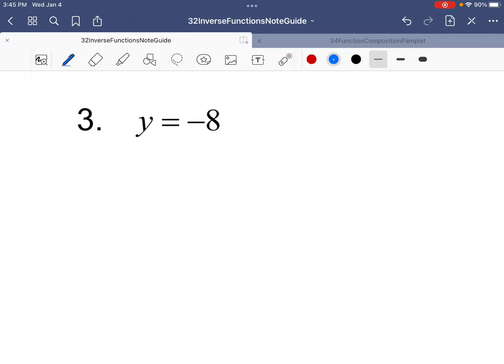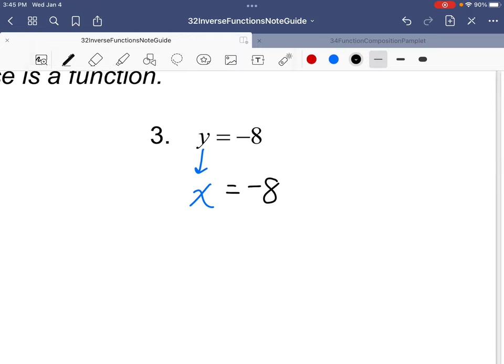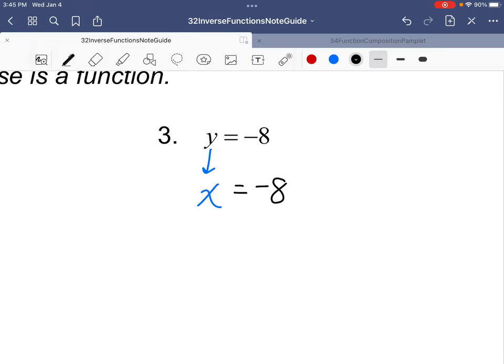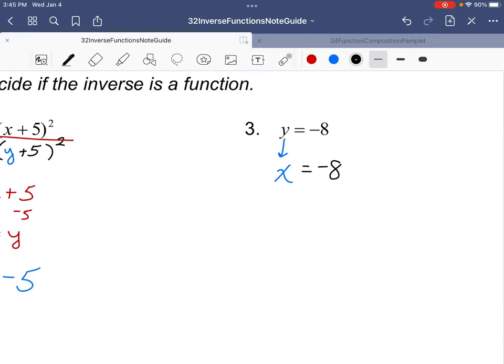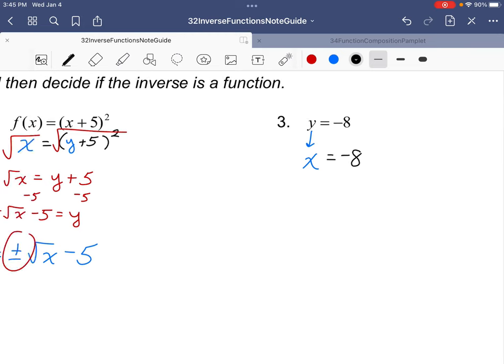y equals negative 8. Wait, I'm supposed to switch y to be x? So just x equals negative 8? Is that all this is? Well, actually, yes, that's all it is. But is it right? Is there something we're missing here?